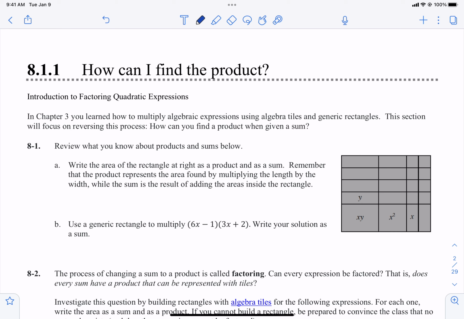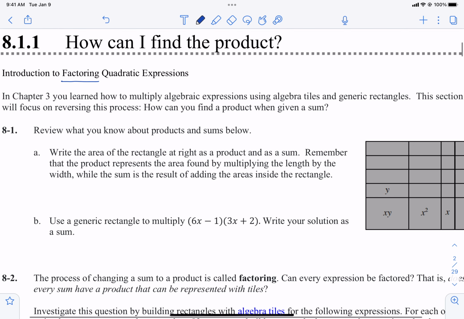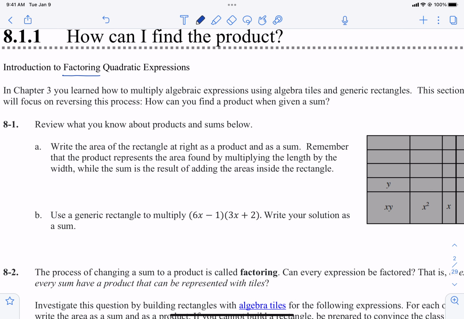Today we're going to be talking about section 8.1.1. And this chapter is going to be all about something new that we call factoring. So, factoring involves one of the ideas that we talked about back in chapter 3 with algebra tiles. So, in problem 8-1, we can see that we are just going to be reviewing what we know about products and sums. If you remember, product means multiplication and sum means addition.